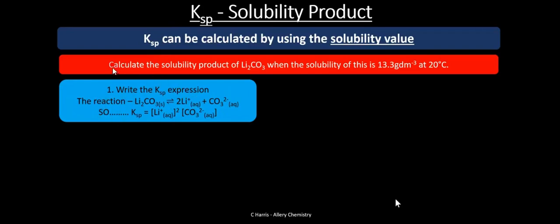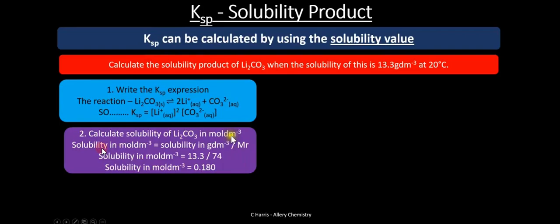So now that we have an expression for our Ksp, we can go on to calculate the solubility of lithium carbonate in moles per cubic decimeter. So here it's given in grams per cubic decimeter, so you just have to divide by the MR of your lithium carbonate. So therefore this is going to be equal to 13.3 divided by 74, or MR, and the solubility now in moles per cubic decimeter is 0.180.